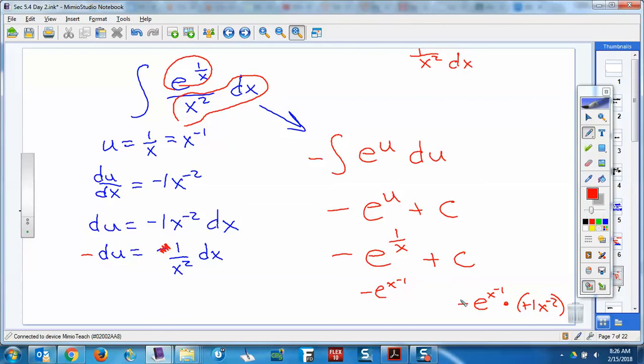Well, sure enough, those two negatives would cancel. That would flip to the bottom, and we'd have e to the 1 over x with an x squared on the bottom, which is that right there. Okay? All right, now let's talk about this a minute. Why did that work so nicely?